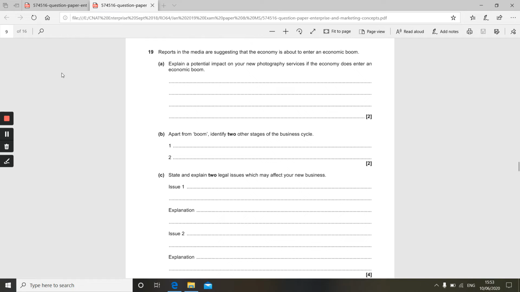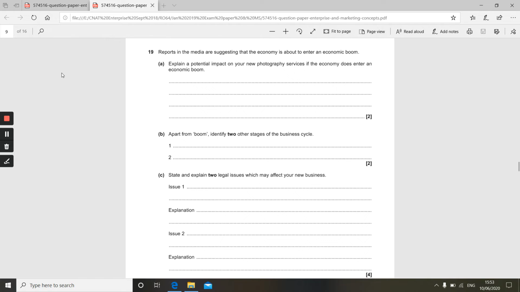So for this one, you would need to tell me what an economic boom is. So it's essentially when the economy is growing, people are going to be better off, there's more people in work, so people are spending more money and there's high demand for goods and services. So for your business, what's it going to mean? So economic boom means you're going to have more demand, you're going to have more customers, and you're likely to be busier. Again, 2-mark question, explain what an economic boom is and explain how it relates to your business.